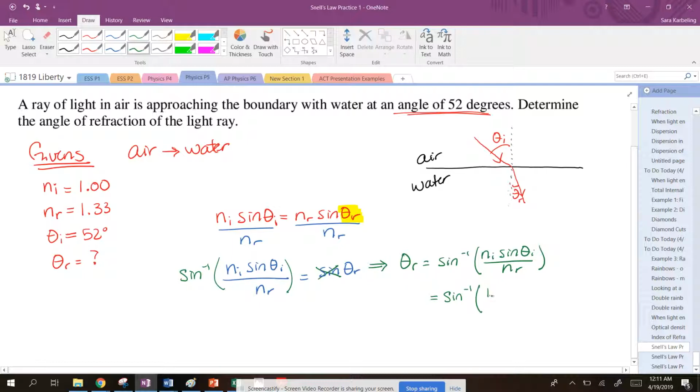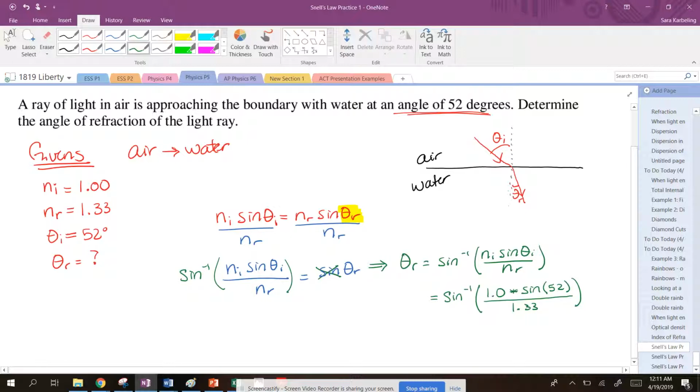Ni, we said, was 1, so I'm just going to do 1. And then I would type in times sine, in this case, it's 52. Okay, and I would do lots of parentheses here. Then you're going to do a divide by 1.33.